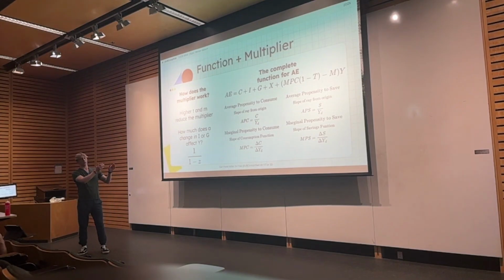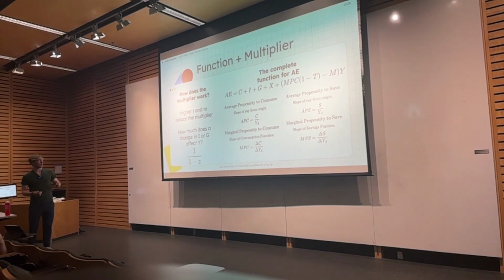So the difference is MPC is the slope, versus average propensity to consume, which is just the point on the curve divided by total disposable Y. Okay, so now we have this thing called a multiplier effect.